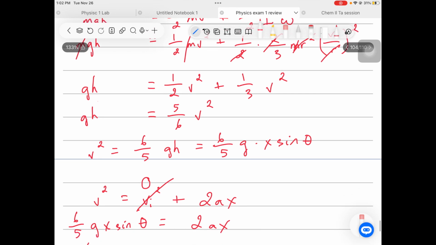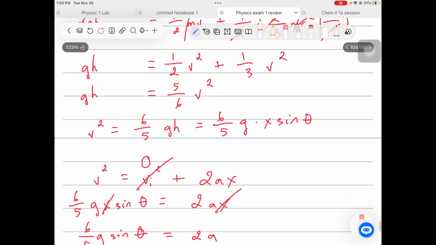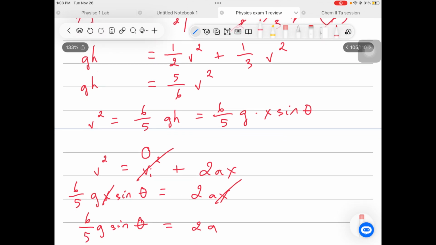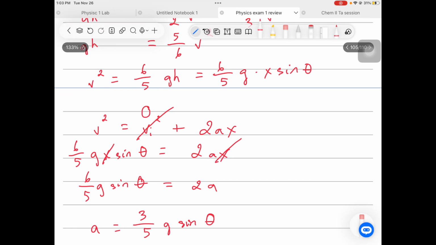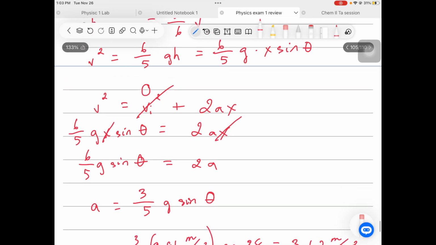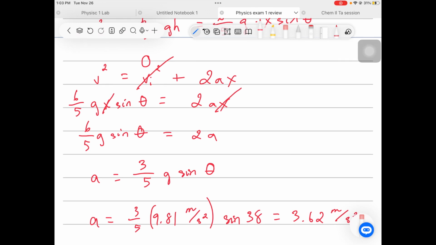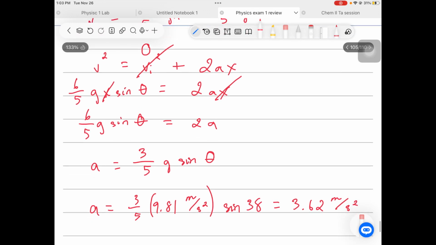We know v squared is equal to 6/5 gx sine theta, which equals 2ax. And we can cancel the x since we have it on both sides. So the x is gone. We are left with 6/5 g sine theta equals 2a. We're going to solve for a: a equals 3/5 g sine theta. And substitute everything back into this equation. Now we have the translational acceleration is equal to 3.62 meters per second squared.